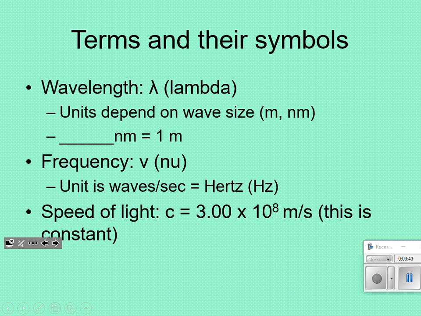So page 1 of slides is to remind you of 3 things that the first equation is going to show you. Wavelength, frequency, and speed of light. Okay?